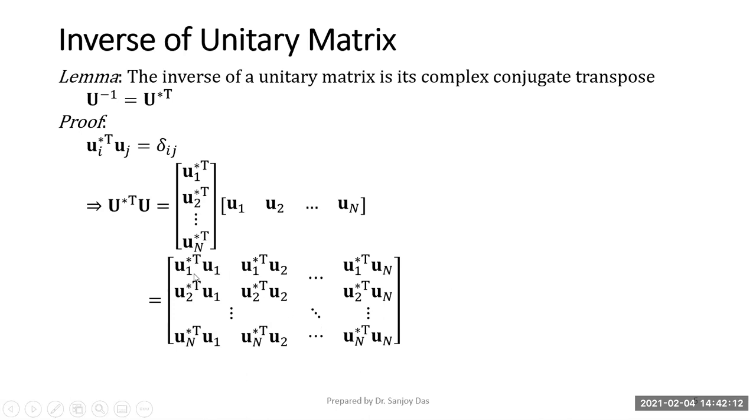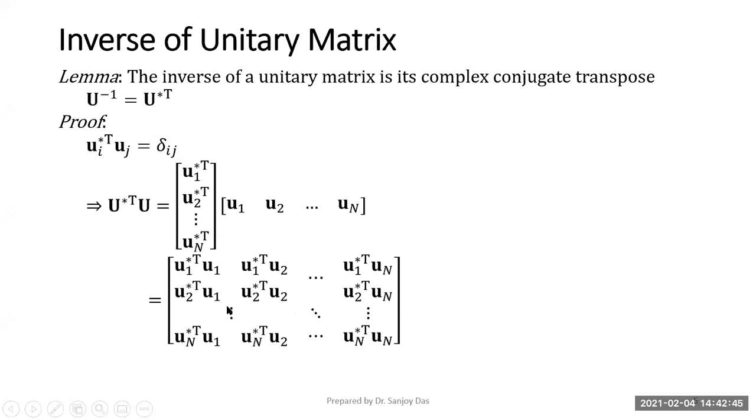Now, what can you say about the diagonal elements? What can you say about U1 star transpose U1? It's 1, right? U2 star transpose U2 is 1. So the diagonal elements are all 1. And the off diagonal elements, U1 star transpose U2, because the columns are mutually orthogonal to one another, this will be 0. So all the off diagonal elements will be zeros.